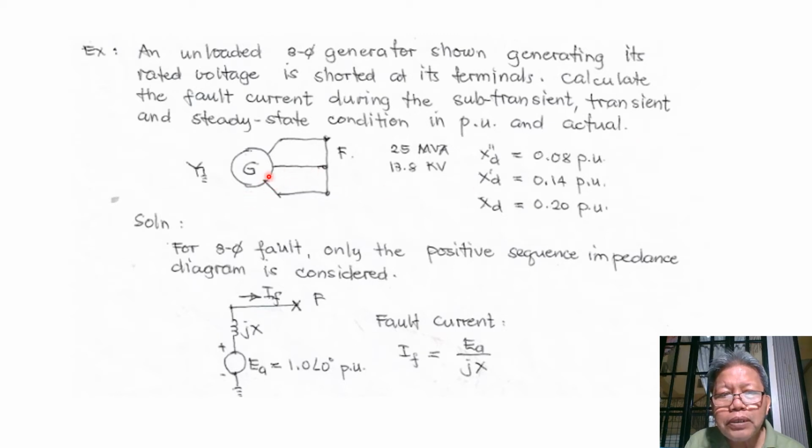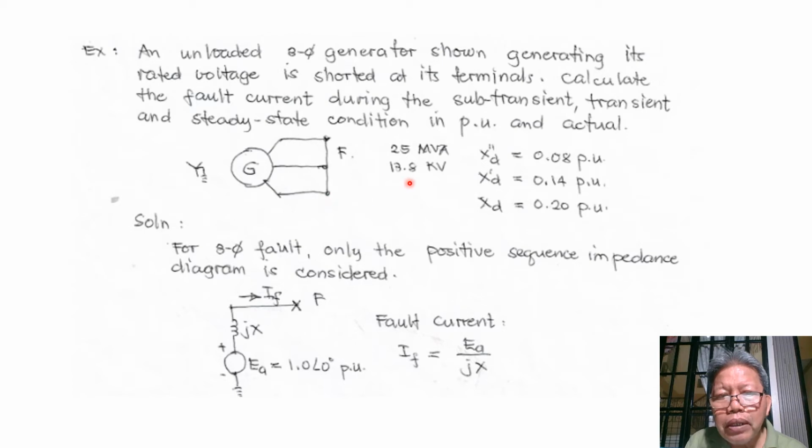So we have a very simple case here. We have a generator and it is running, and then it is unloaded. So there is no load connected to the generator at its bus, but its terminals are short-circuited.